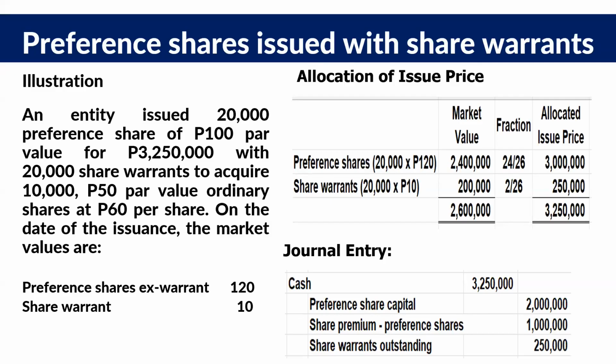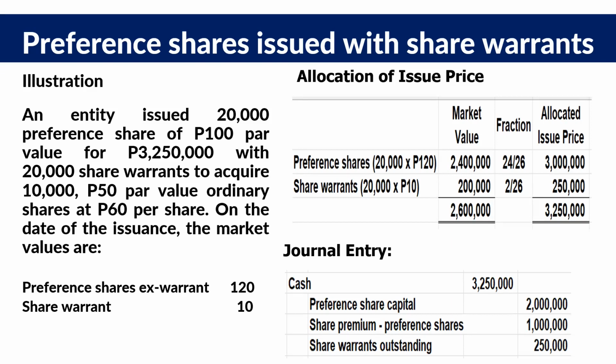So in case of preference shares issued with share warrants, it just means that you're issuing two securities. One is a preference share and the other one is a share warrant. So what we have to do is allocate our issue price to both the preference shares and the share warrants. So the basis, class, is the market value of the securities or instruments.